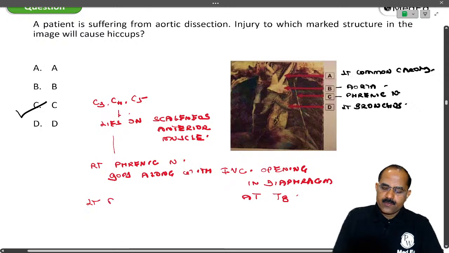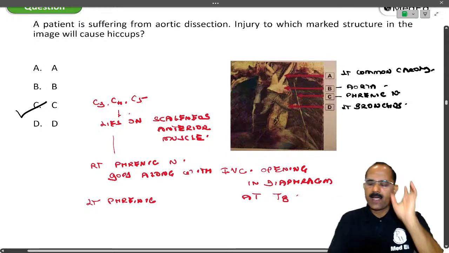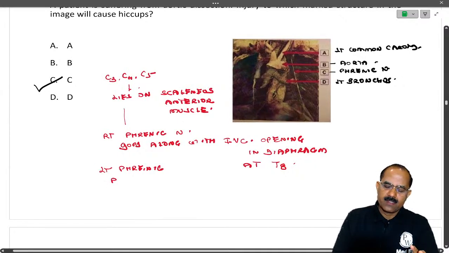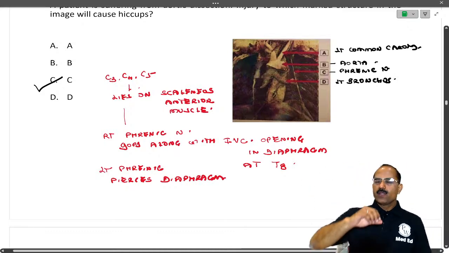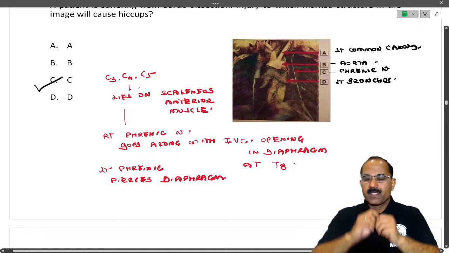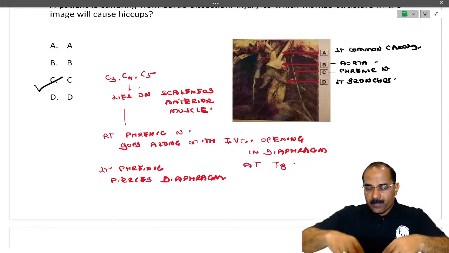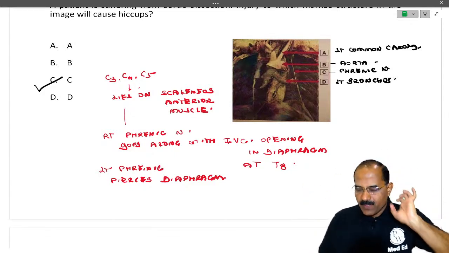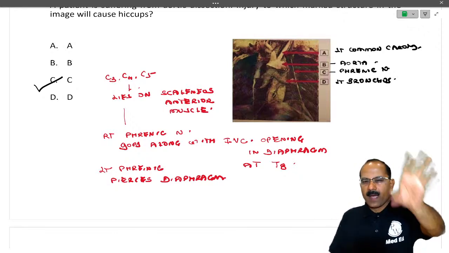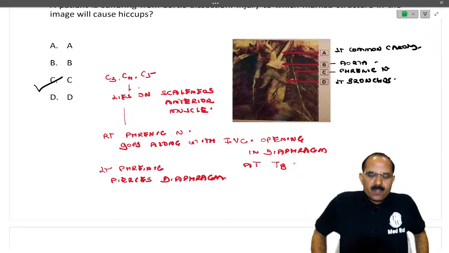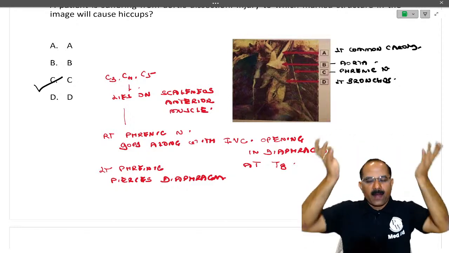What happens to the left phrenic nerve? वो डायरेक्टली डायफ्राम को पियर्स करती है. ये याद रखना बच्चा, ये सब MCQs हैं. So how does the right phrenic nerve enter the abdomen? It passes through the IVC opening of the diaphragm, T8 level. The left phrenic nerve directly pierces the diaphragm and enters the abdomen. ठीक है? And it supplies the diaphragm from the abdominal aspect.